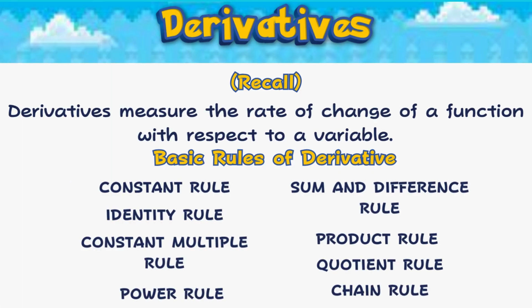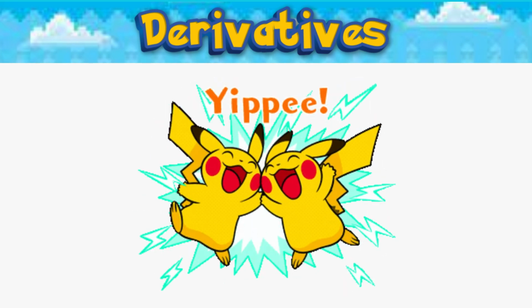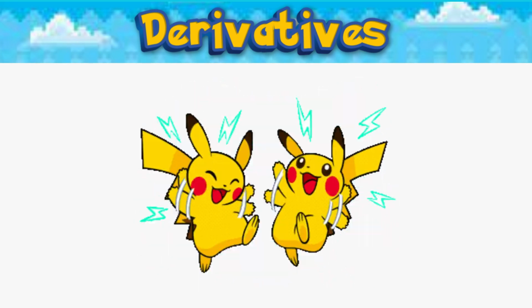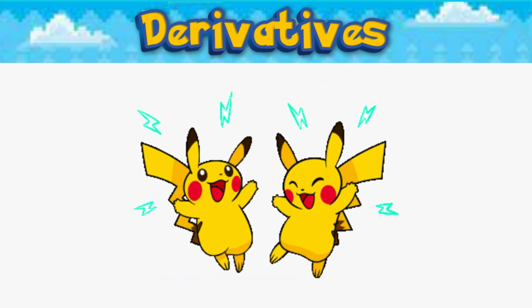And that's the last of the basic rules of derivatives. Now let's have a recall. Derivatives measure the rate of change of a function with respect to a variable. And we have the basic rules of derivatives, which are constant rule, identity rule, constant multiple rule, power rule, sum and difference rule, product rule, quotient rule, and the chain rule. Now that we learned the basic rules of derivatives, let's check your comprehension.